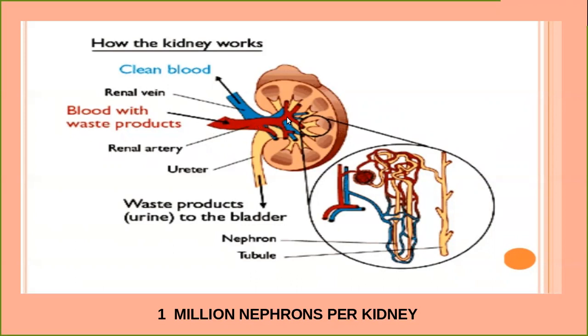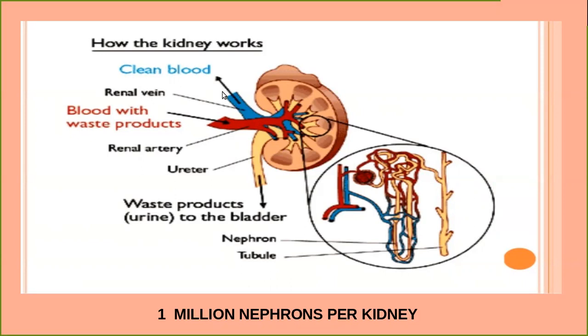Inside the kidney, what happens? The waste products are filtered out. That leads to the formation of urine. The urine enters the urinary bladder through the ureter. Finally, the blood becomes clean. And what is the function of the renal vein? The renal vein carries the clean blood from the kidney.